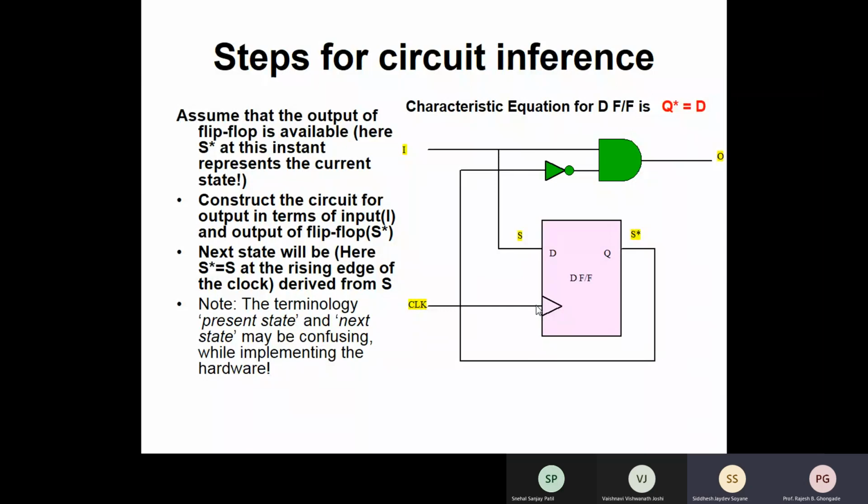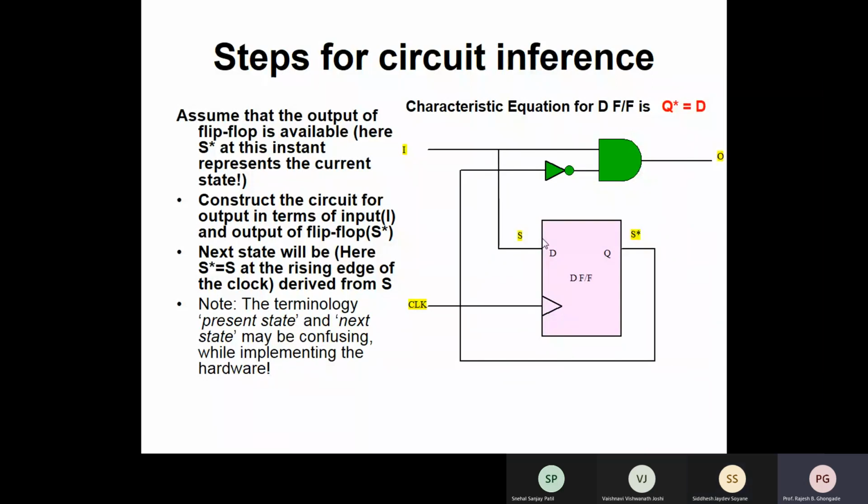This can be slightly confusing because this we have identified as the next state. But this next state will be computed or generated only at the arrival of the clock edge. Before that, it is the present state which has to be used over here. And whenever I have I connected to D, naturally after the clock arrives, this next state will be decided by this input. Is that fine?